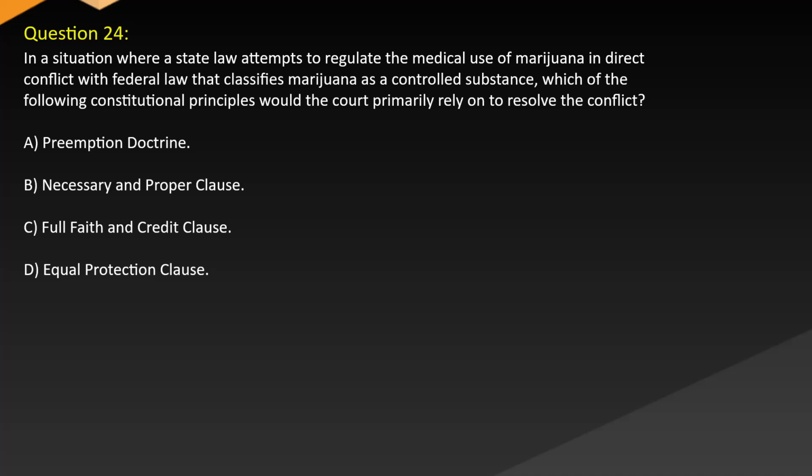In a situation where a state law attempts to regulate the medical use of marijuana in direct conflict with federal law that classifies marijuana as a controlled substance, which of the following constitutional principles would the court primarily rely on to resolve the conflict? A. Preemption doctrine. B. Necessary and proper clause. C. Full faith and credit clause. D. Equal protection clause.